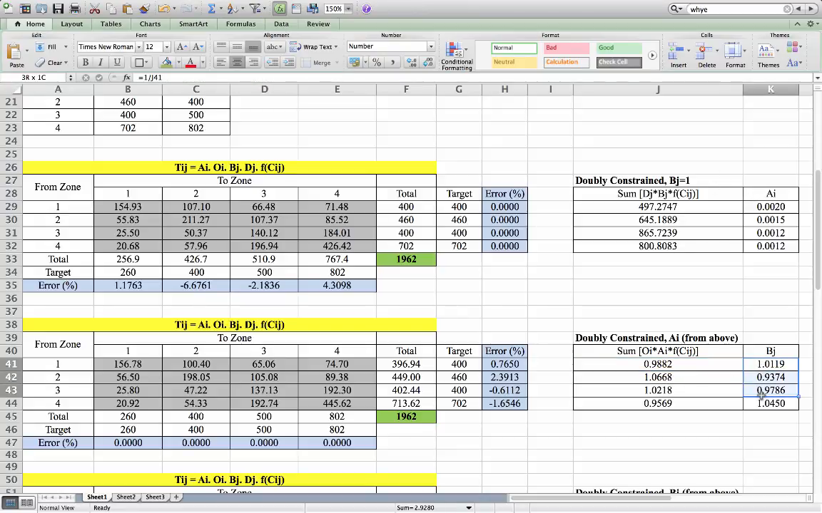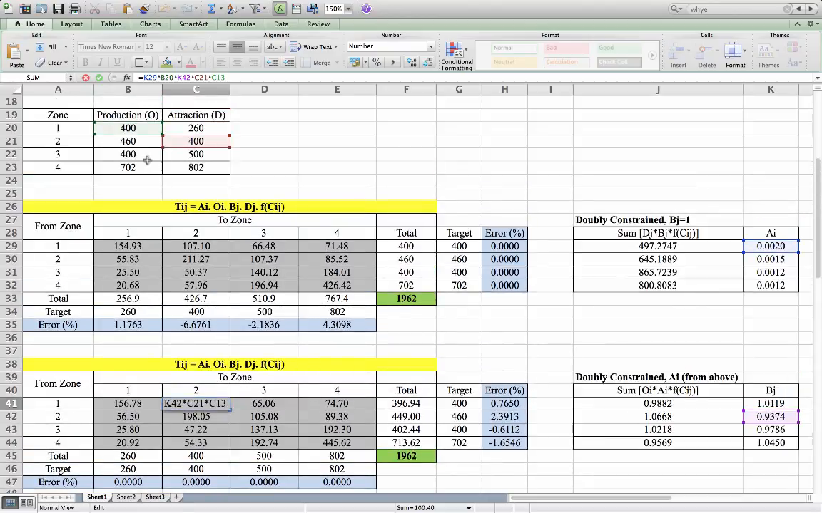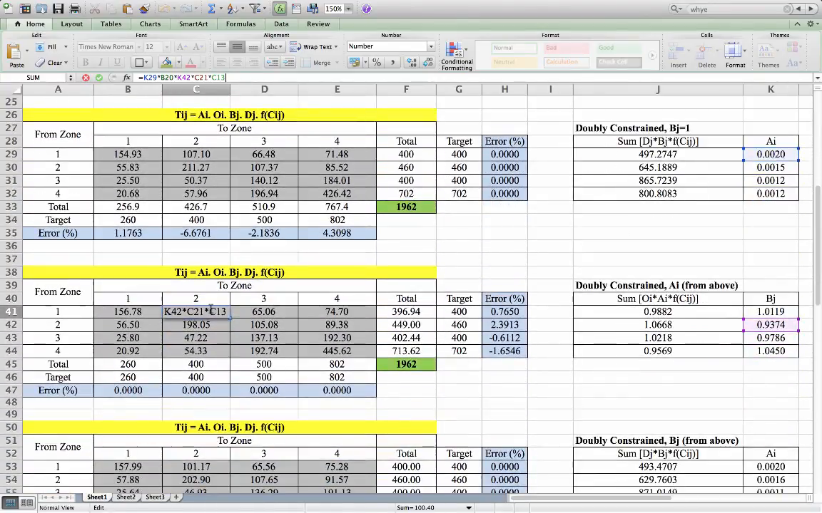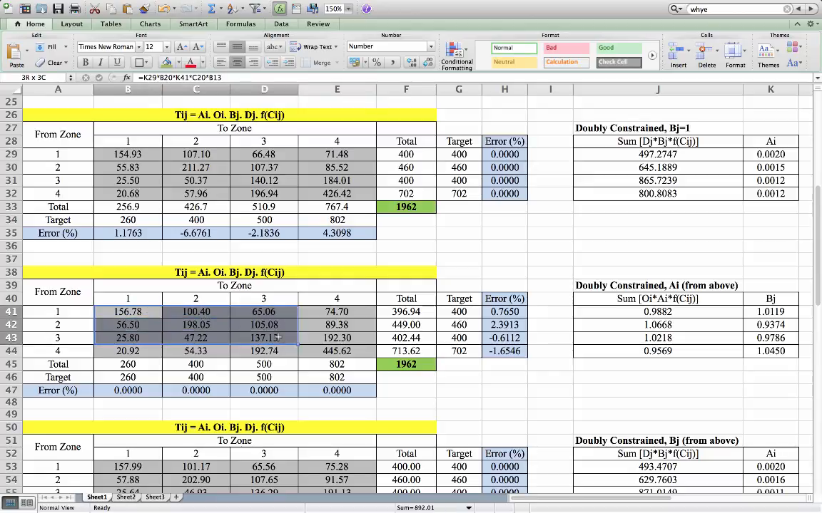After we calculate all the Bjs, we can now get the new Tijs. So for example, this one, T12 is equal to A1 multiplied by O1 multiplied by B2 here, multiplied by D2 here, multiplied by Fcij, which is Fc12, which comes from the deterrence function table here. So that's how we get this table. So we continue that and we get all the cells here.